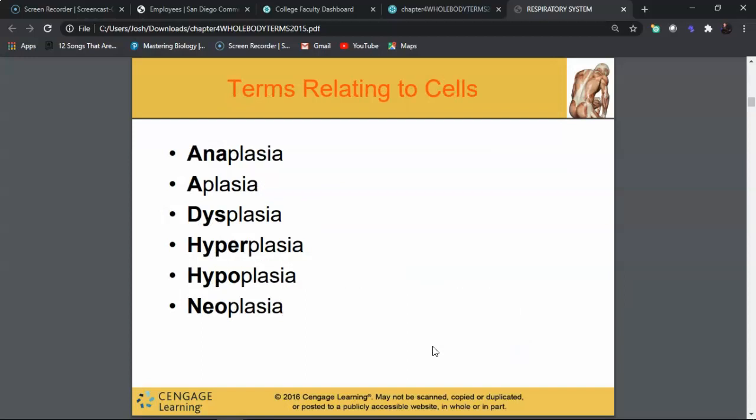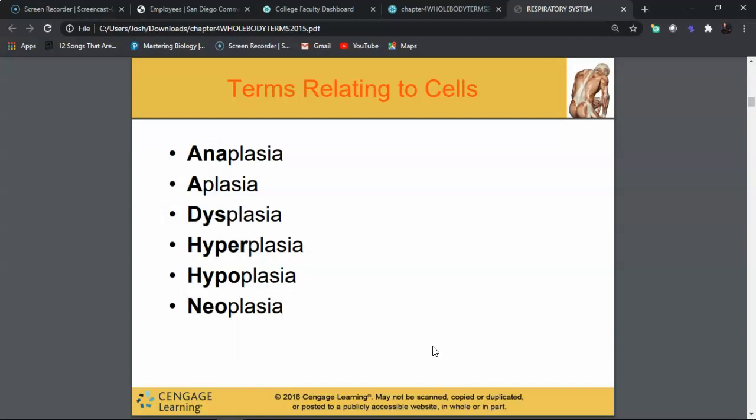Now there are some important terms that are related to cells, and these particular definitions are listed on page 62. It is important to understand these, because these are specific terms that relate to cell formation or lack thereof, okay? And so these are all listed on that page 62.